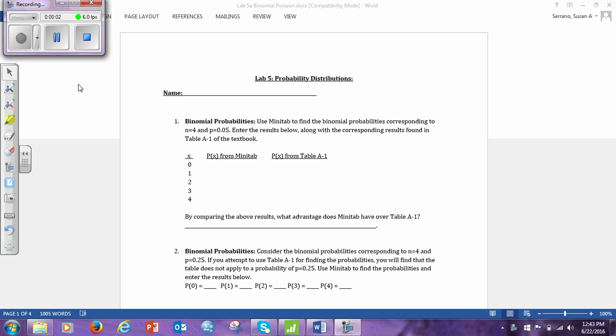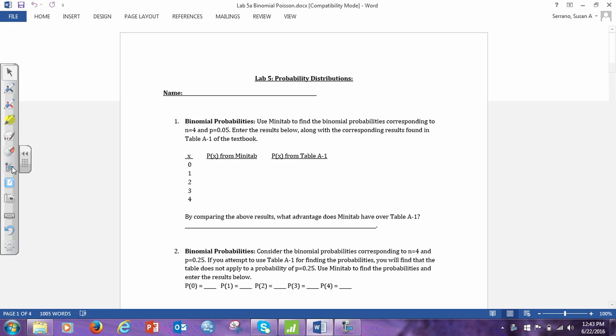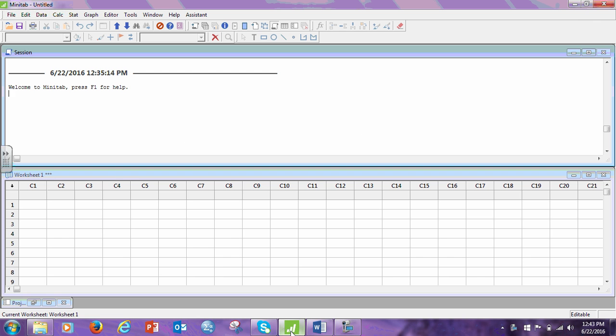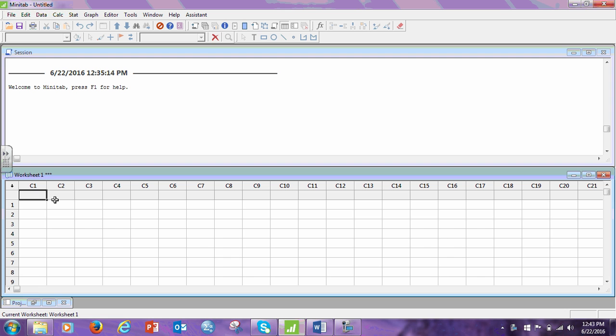Good morning, class. Today we're going to go over the procedures on how to do lab 5, which corresponds with chapter 4 on the binomial and Poisson distributions. The first question asks us to set up this table, and you get these values from the binomial table in the back of your book. So let's open up Minitab, and we're putting in the values.